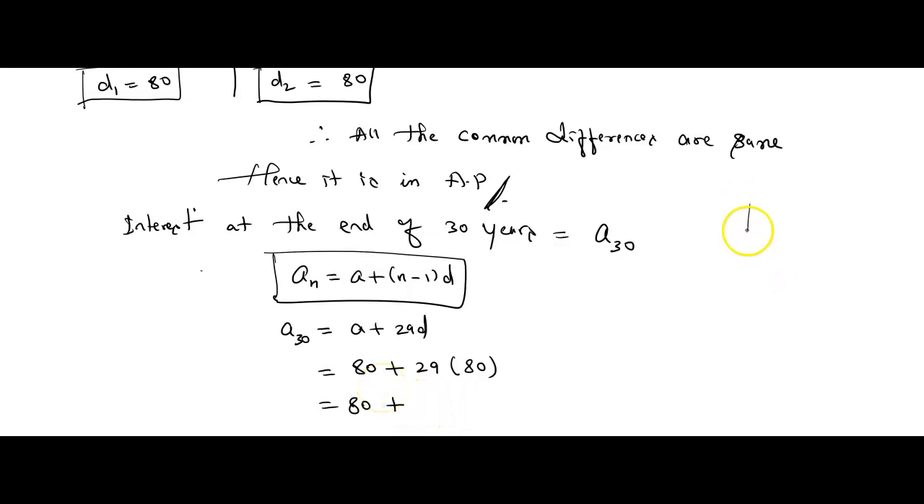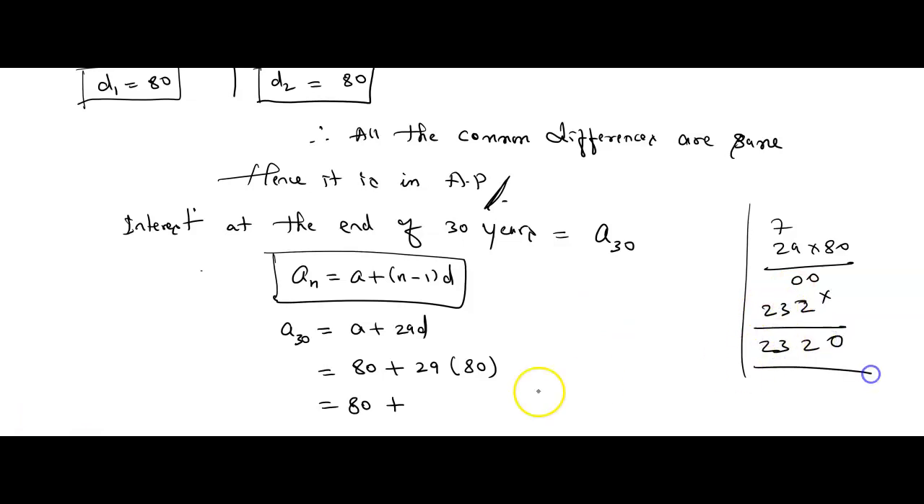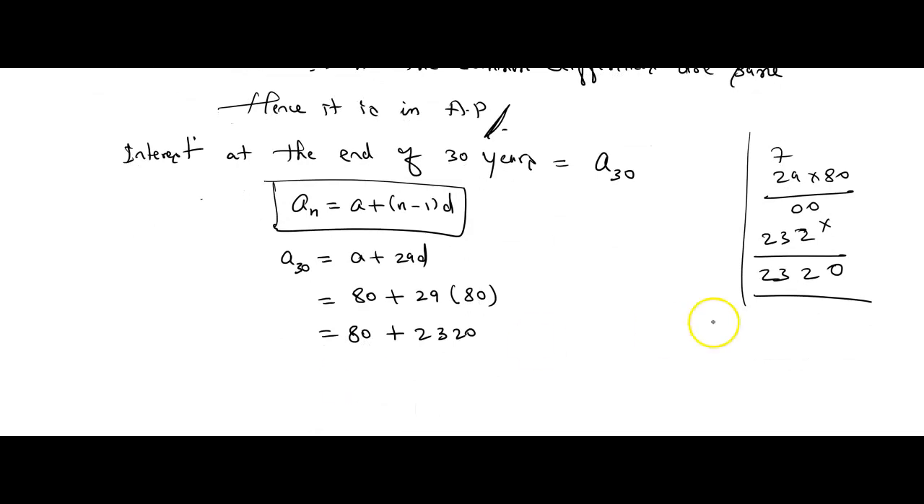How much, children? Let me calculate here. 29 into 80, 0, 0. 8 9s are 72. 8 2s are 16. 16 plus 7. How much, children? 16 plus 7, that's nothing but 23. So it's nothing but 2320. Again if you add 80 to that, 0, 8 plus 2 is 10, 2400. That is the end of 30th year.